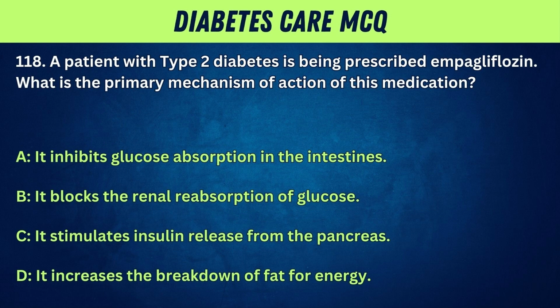118. A patient with type 2 diabetes is being prescribed empagliflozin. What is the primary mechanism of action of this medication? A. It inhibits glucose absorption in the intestines. B. It blocks the renal reabsorption of glucose. C. It stimulates insulin release from the pancreas. D. It increases the breakdown of fat for energy.